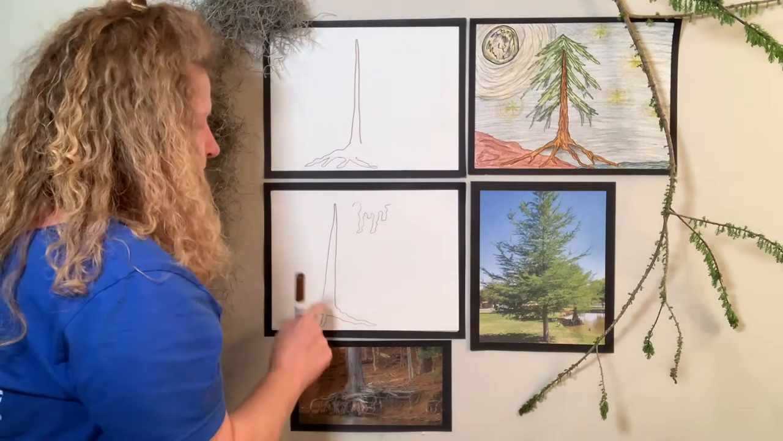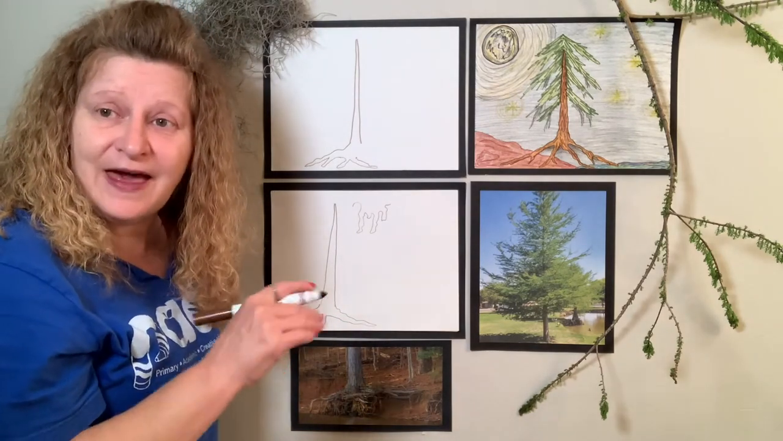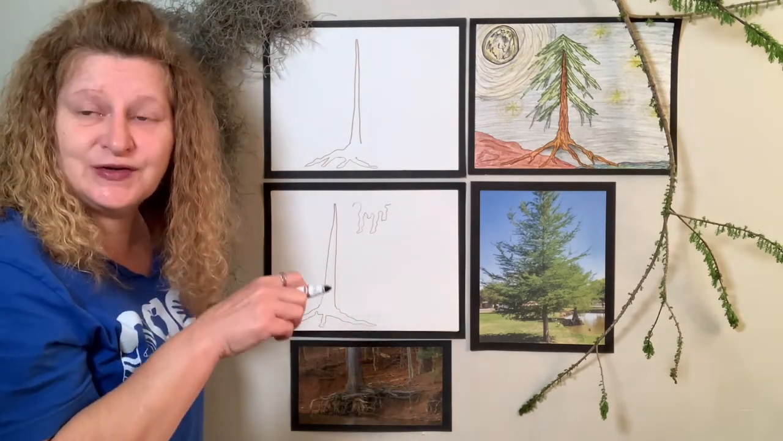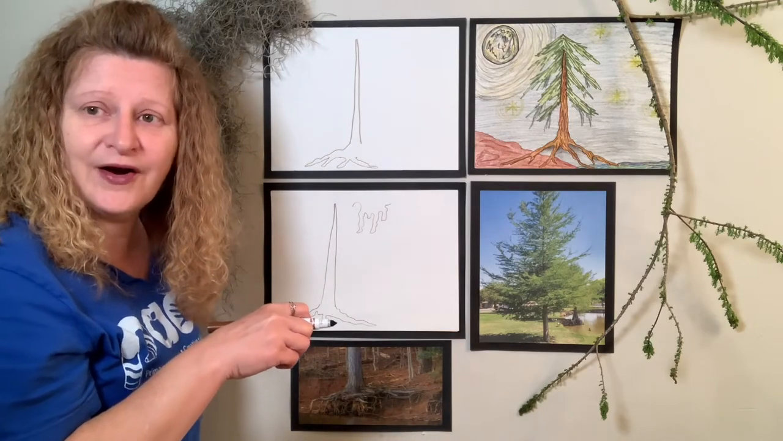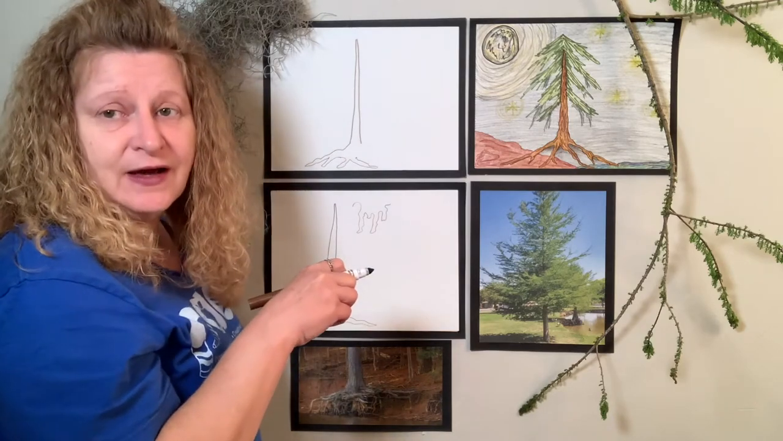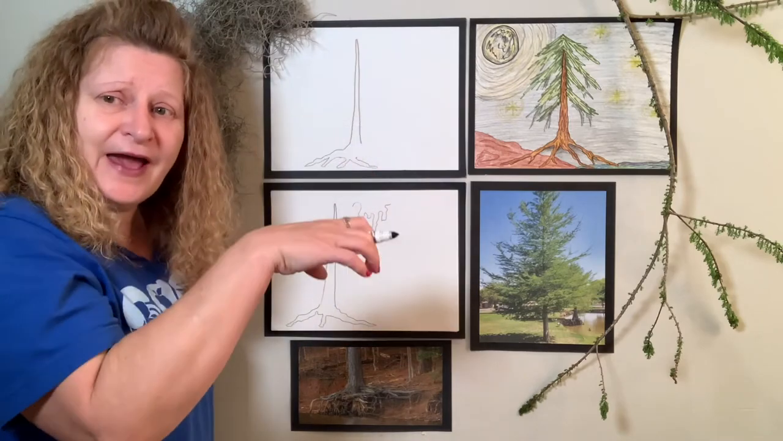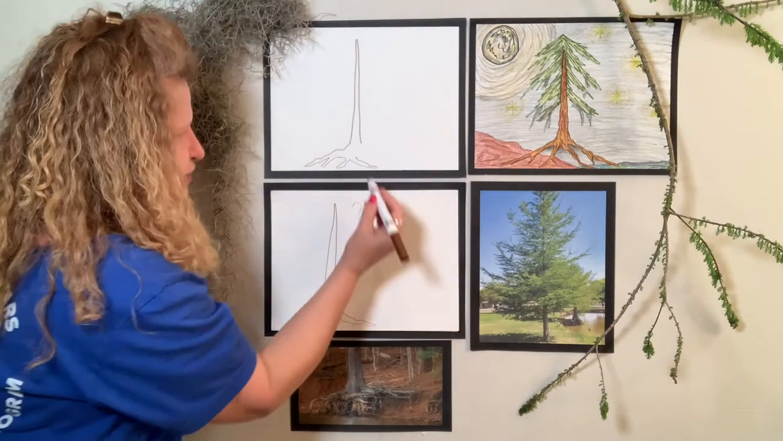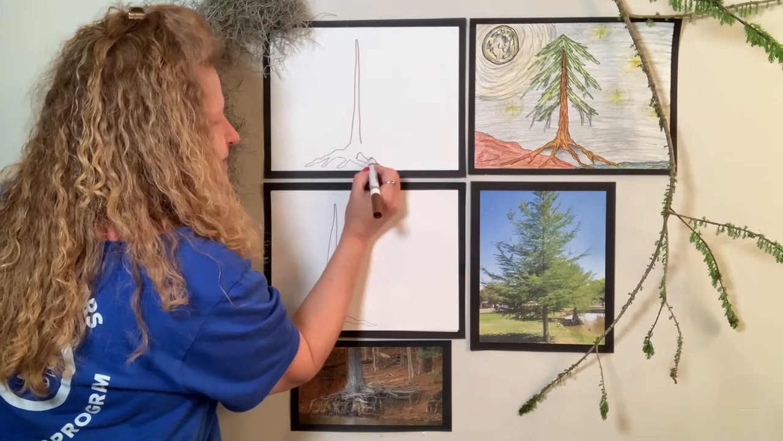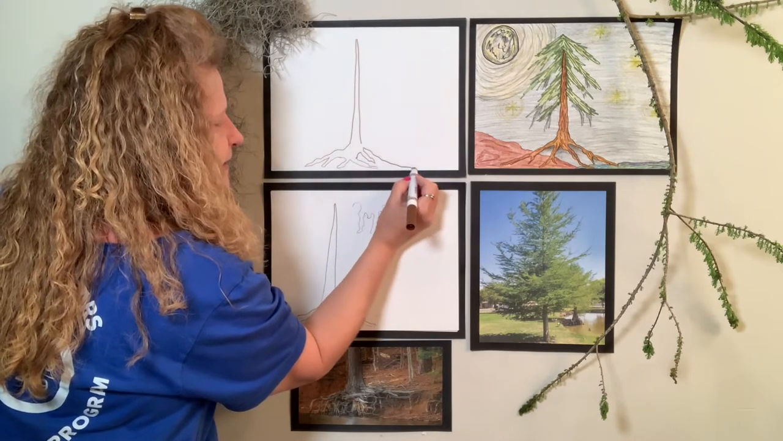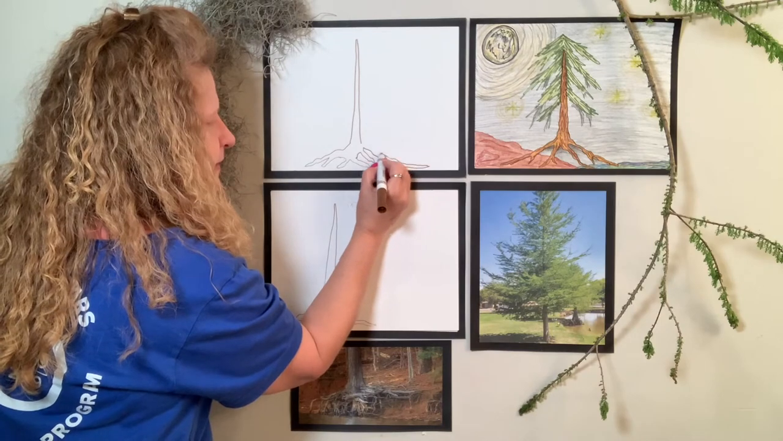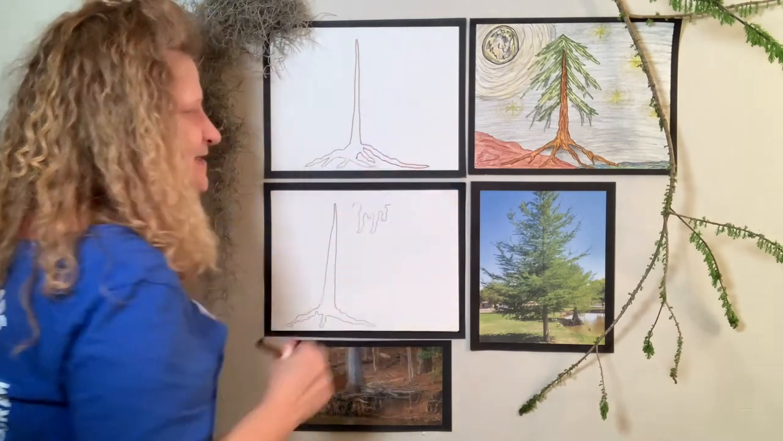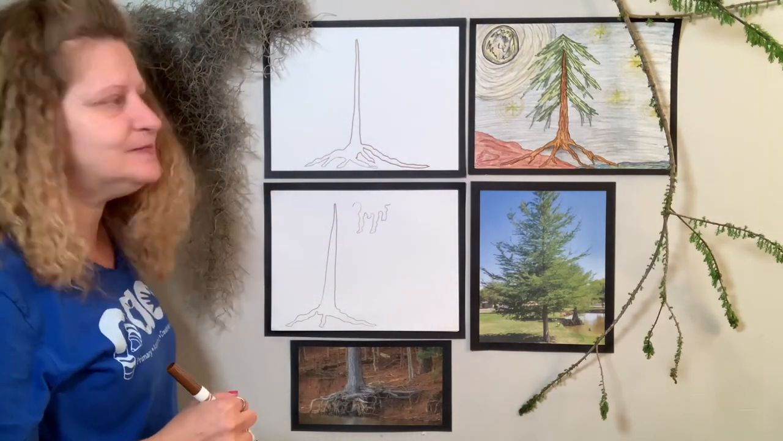Great. They are important because they get the food and nutrients from the soil and the water, and that's what helps the tree to grow. It also anchors it down, so it can't be blown over. So good job. Here I'm gonna add some more roots, and you could add as many roots as you want. Maybe you want a big long root, just like this one, and you can definitely do that.